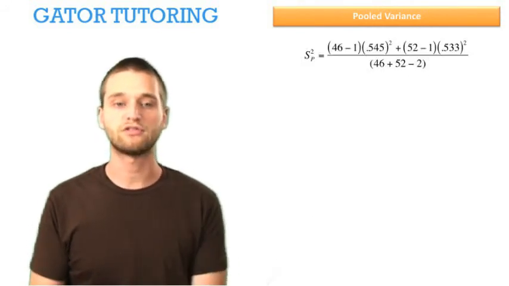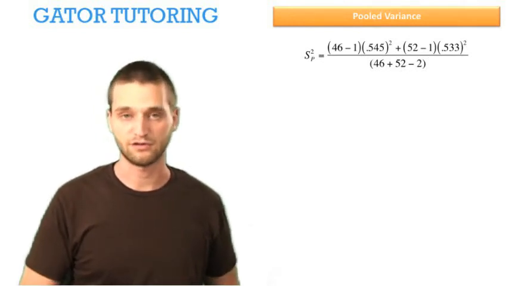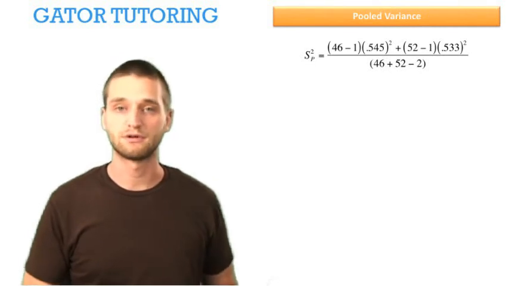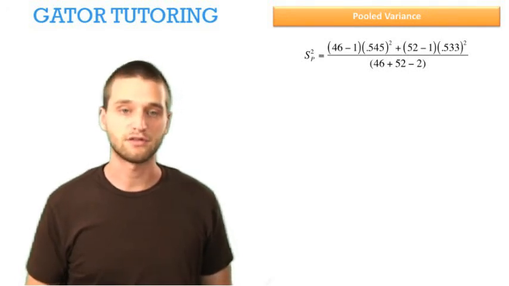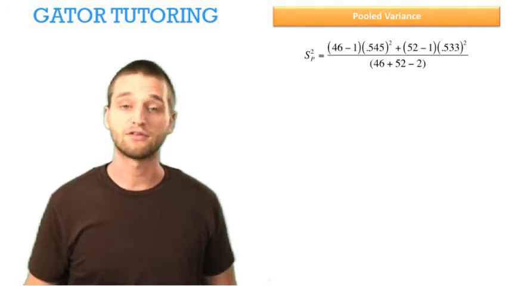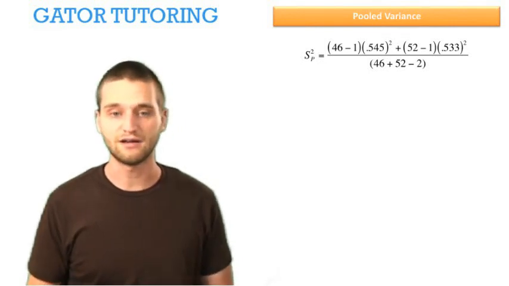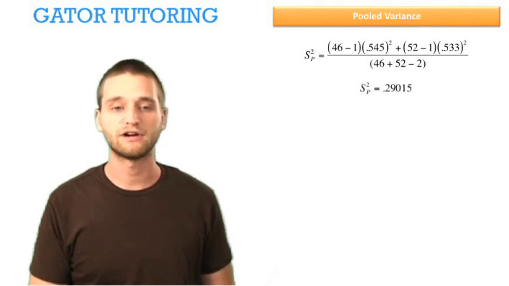We see it's 46, the number in the small sample, minus 1, times the variance for the small sample, again the 0.545 squared, plus the number in the medium sample, 52, minus 1, times the variance of the medium sample, 0.533 squared, divided by the sum of the observations in the small, which is 46, and in the medium, which is 52, minus 2. And we see that the pooled variance is 0.29015.